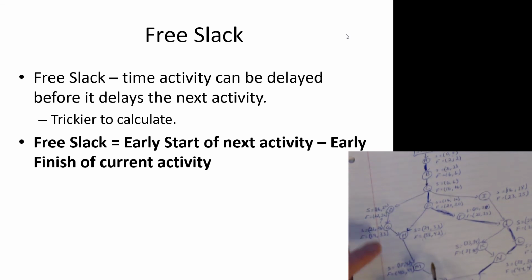Now, let's go up to, let's say, H. Looking at H, following again the formula, earliest start of the next activity, which would be M, which is 38. Earliest finish of the current activity, which is H, is 38. 38 minus 38 is 0. So no free slack for H. There is activity slack, which we know, but no free slack. Any delay in H will delay the beginning of M.